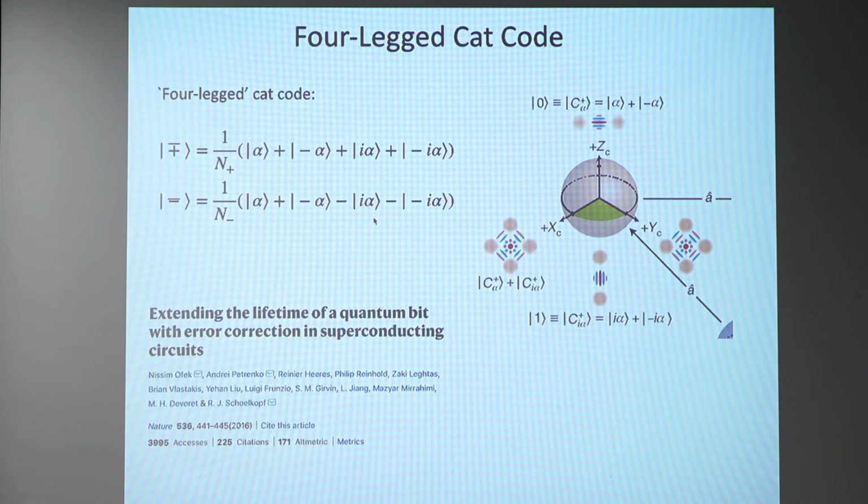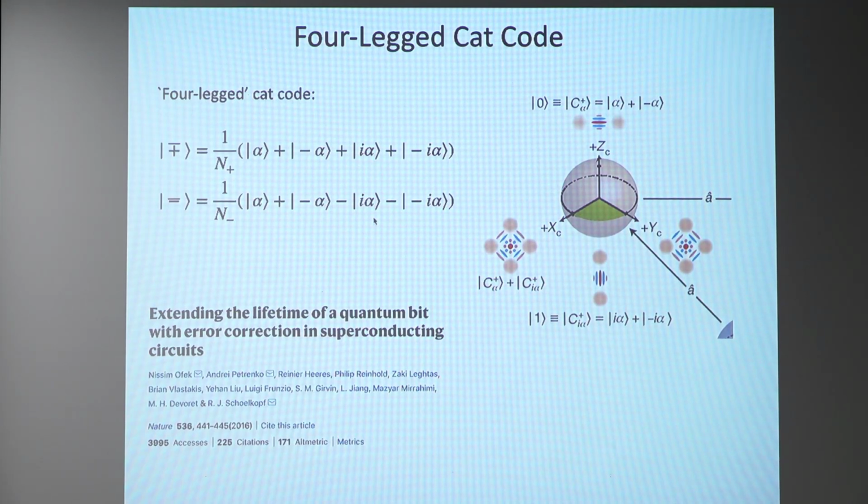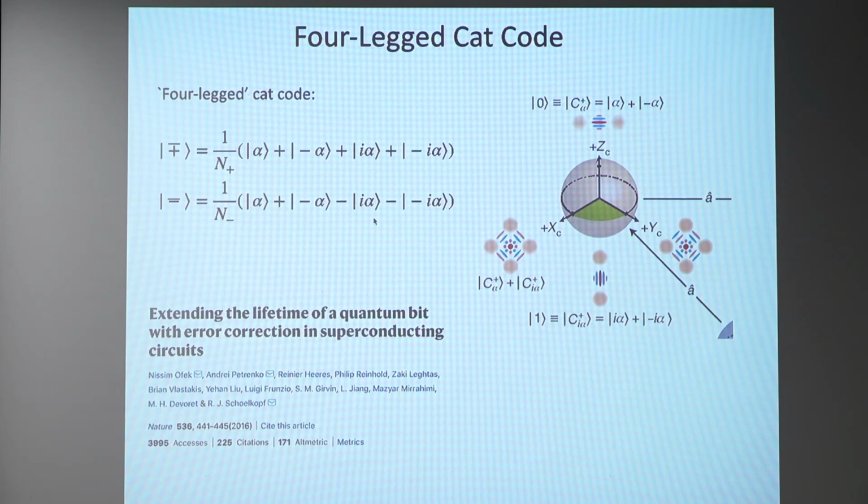Now, of course, this has a caveat, because now I have a qubit that lives longer, but if the gates that I have to do on it also take 10 times longer, then I haven't gained anything. A lot of things have to come together for this to go well. So plus and minus: this is four-legged because now I have blobs in phase space, alpha, minus alpha, i alpha, and minus i alpha. The alpha and minus alpha come with a plus sign for the plus, and i alpha and minus i alpha come with a minus sign for the minus.